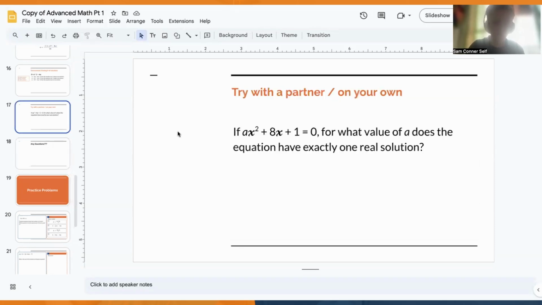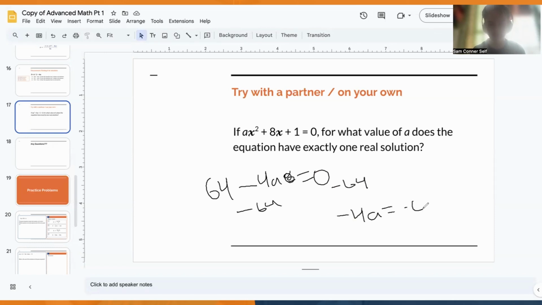Why would it be positive? Because when you subtract, the discriminant is going to be, you get negative 4ac. It's 64 minus 4ac is equal to 0. And then c is 1, so they cancel that out. And then when you subtract 64 from both sides, you get negative 4a is equal to negative 64. And a negative divided by a negative is positive.